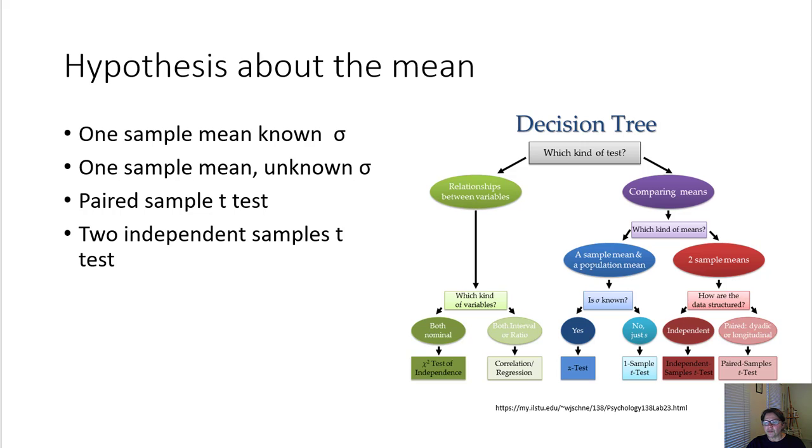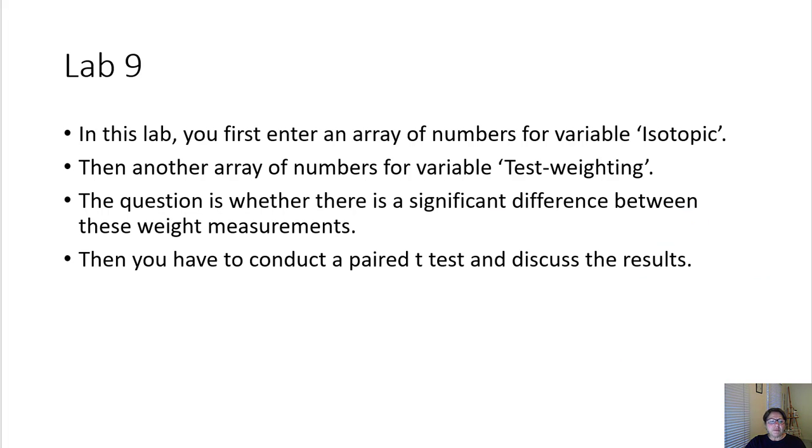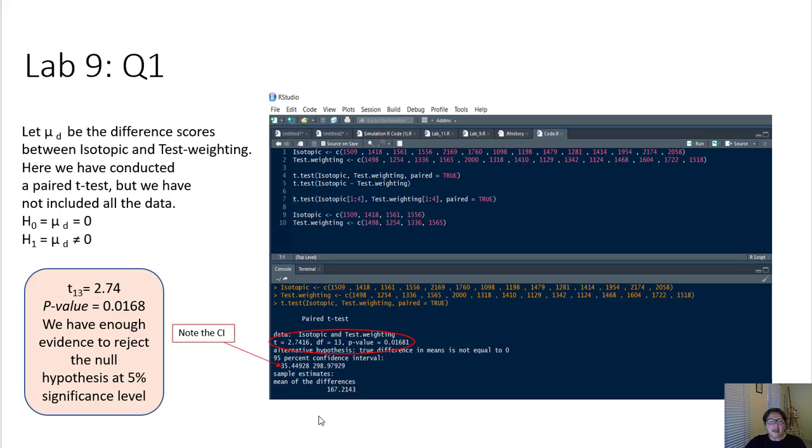Now, in lab 9, you first enter an array of numbers for the variable isotopic, then another array of numbers for the variable test weighting. The question is whether there is a significant difference between these weight measurements. Then you have to conduct a paired t-test and discuss the results. You define the parameter of interest: let mu d be the difference scores between isotopic and test weightings.